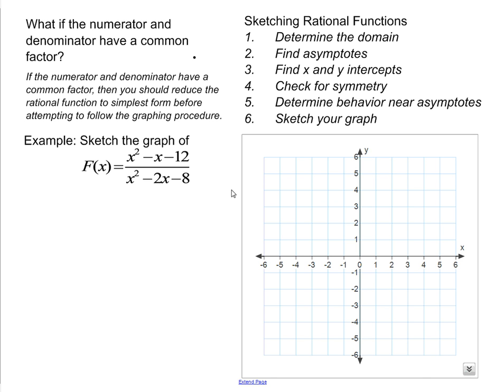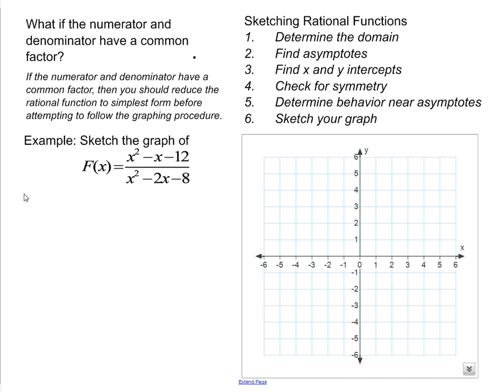So finally, we need to ask, what's going to happen when the graph of a rational expression has common factors in the numerator and denominator? If we simplify, right, we need to simplify a rational expression to its simplest form before we do anything else, well, after we find the domain.